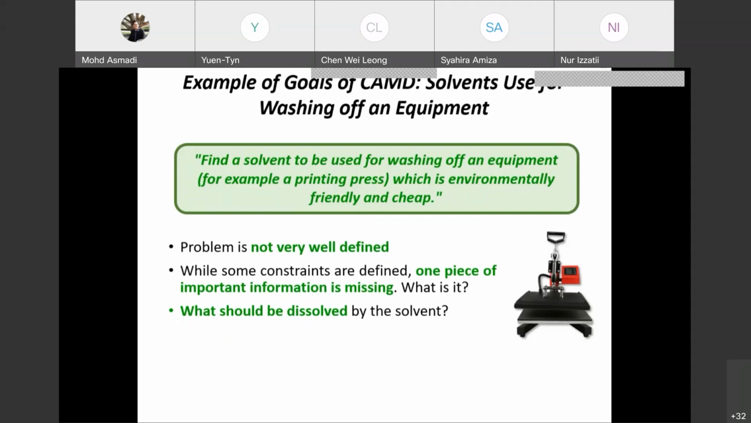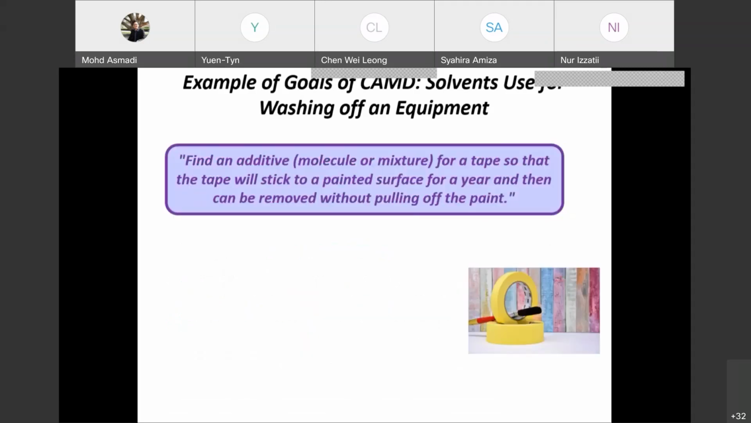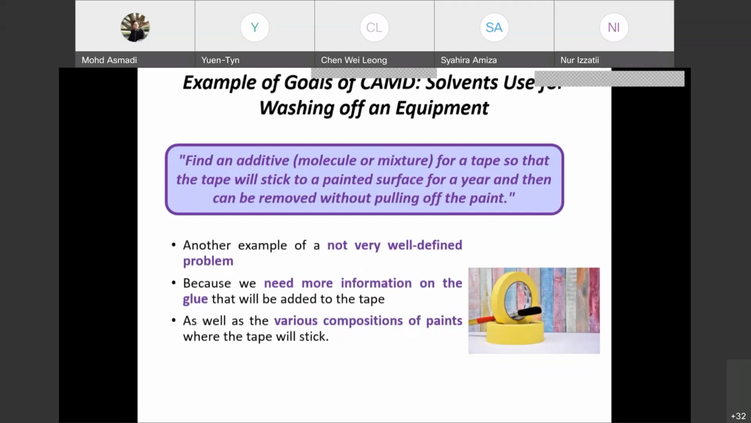Another example that is also not very well defined is the additive. Find an additive molecule or mixture for a tape so that the tape will stick to the painted surface for a year, and then can be removed without pulling off the paint. This is not well defined. We need more information about the glue, what type of glue, since there are various compositions of paints, and which properties we are looking for.